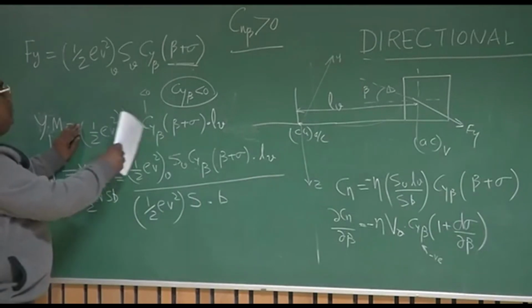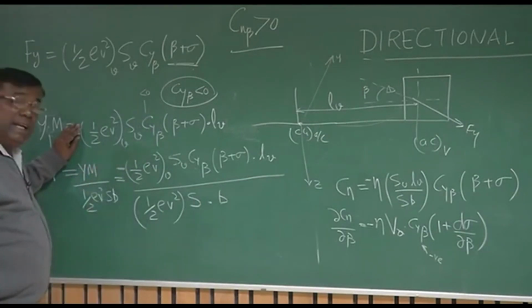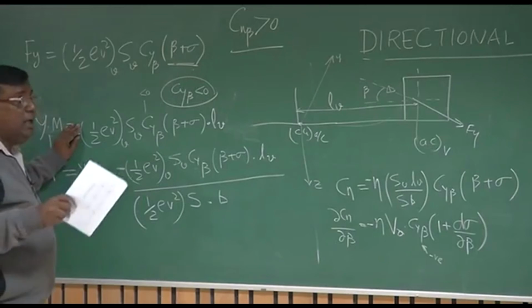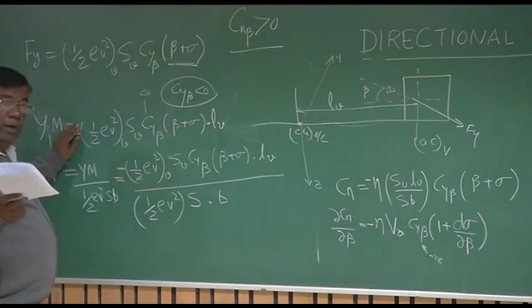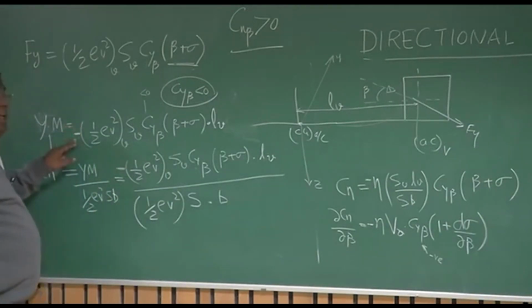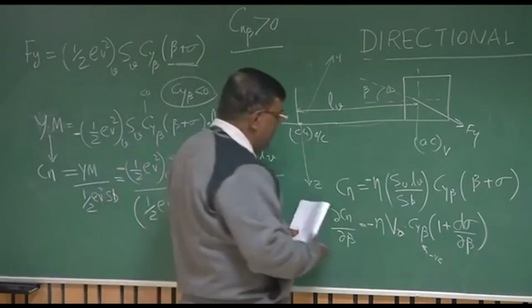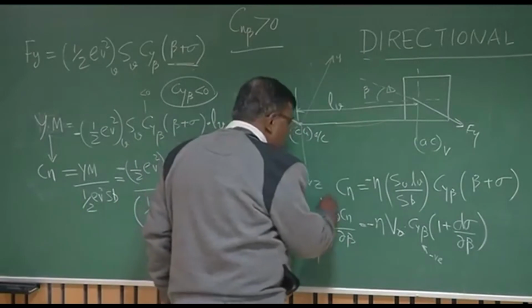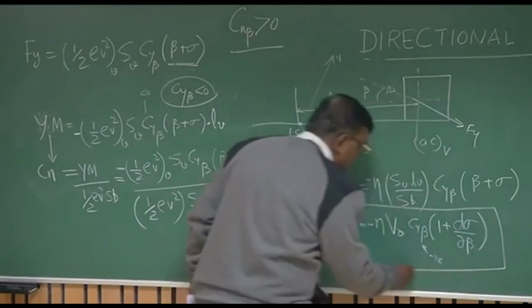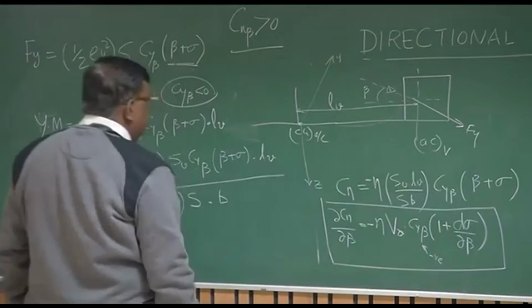So without the minus sign put here, this will give me a negative yawing moment, which is not correct. For a positive beta, I should get a positive yawing moment, with the right wing going back. So I have to put a minus sign here, and that minus sign should carry. And finally, I get an expression for dCn by d beta as this. Let us have a closer look at this expression.